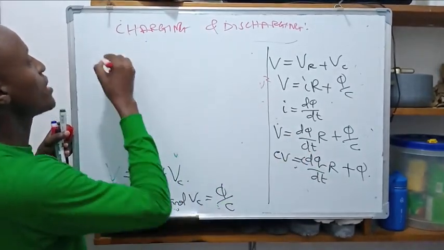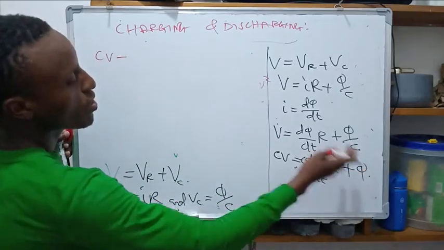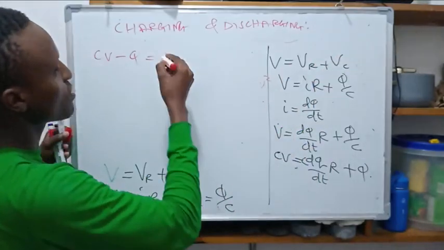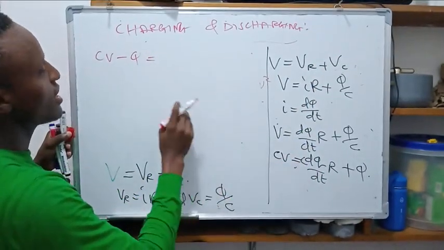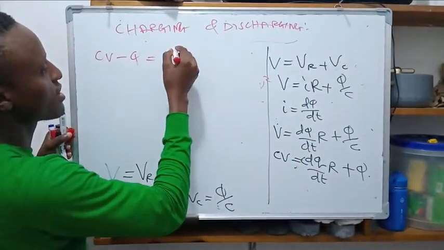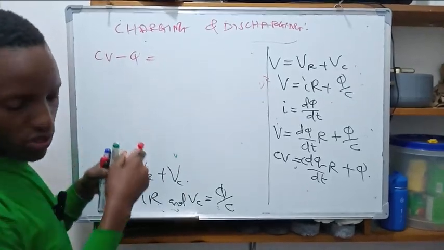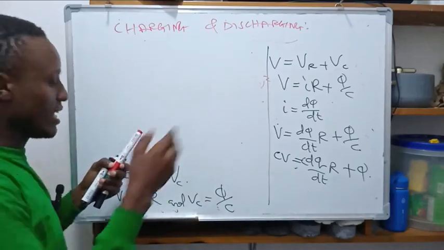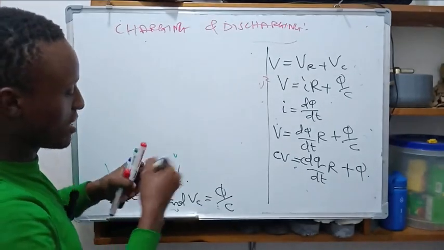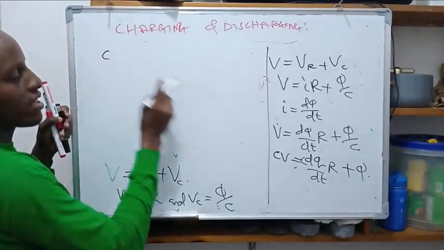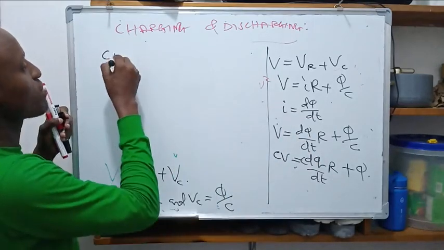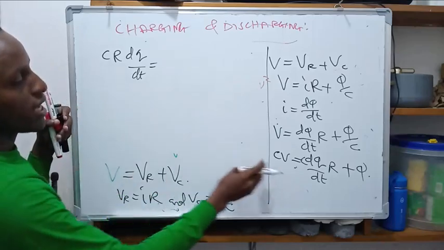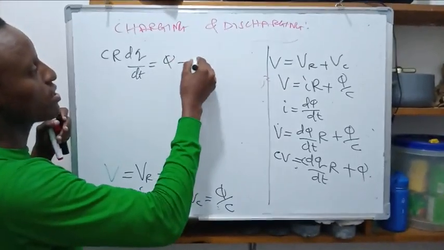This is Q, then CV minus Q, but this will just be equal to, let me say this is C. Let me correct this as fast as possible. Let me not meander about this. Let me say this is CV. When this comes this way, it will just be CR dQ over dt. Then this one goes to that side, so this is minus CV.